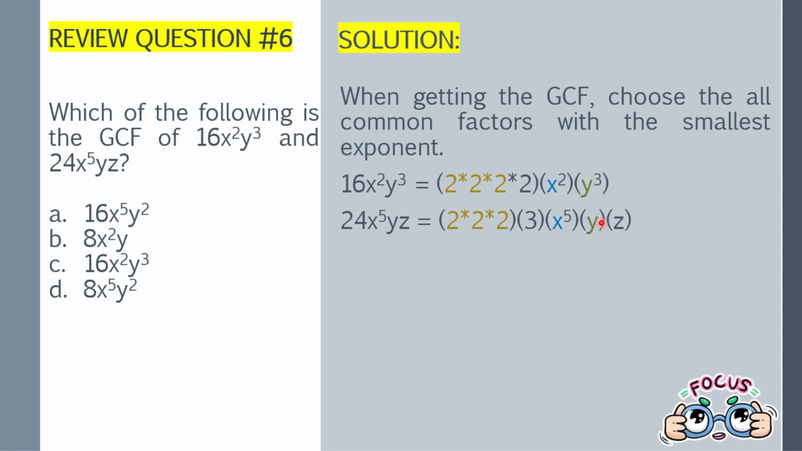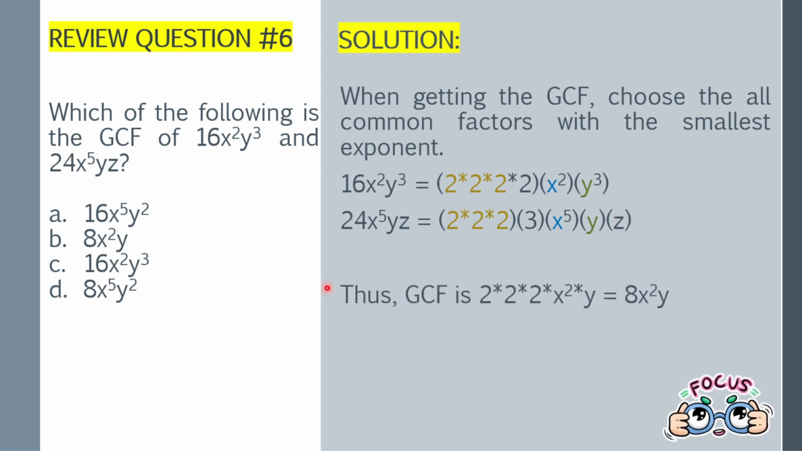And another common one is y. Which is the smallest, 3 or 1? So, the common is y. Okay? So, z is not a common factor, so it is removed. Okay? So, therefore, our GCF is 2 times 2 times 2 times x squared times y equals 8x squared y. Letter B.